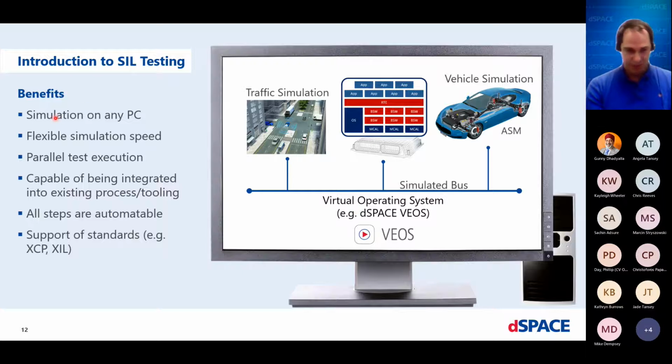It gives you the advantage that you can run it on any PC, you have a flexible simulation speed, so you're not bound to hard real time like in a HIL system. You can execute your tests in parallel. You can integrate everything into your existing tool chain. So if I see it from a dSPACE perspective, you can start in a virtual environment with VEOS, use it together with the standard dSPACE tools, and move over to SIL testing and use again exactly the same dSPACE tools, the same dSPACE automation, and so on. So everything is automatable. And of course, we're supporting all these standards like XCP, XIL API, and so on. So you can automate and calibrate your virtual ECUs like you're used to.